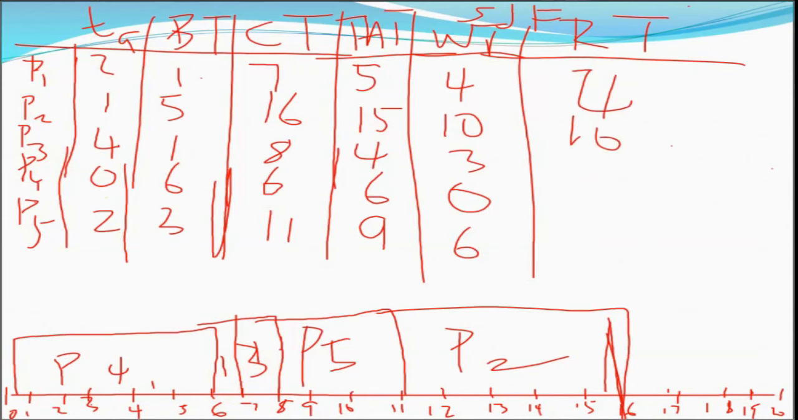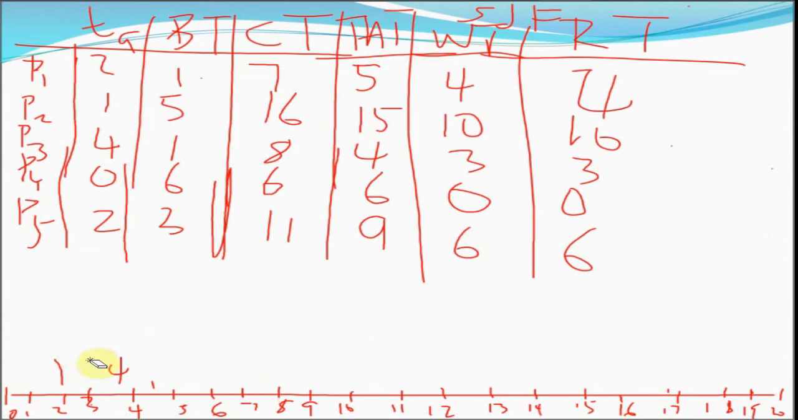And then P3 was assigned at when? 7, right? 7 minus 4 is 3. And then P4 was assigned at what? 0, right? 0 minus 0 is 0. P5 was assigned at 8. 8 minus 2 is 6. Do you understand? So RT, take it as the time it was assigned to the CPU minus the arrival time. Okay, then you're good.